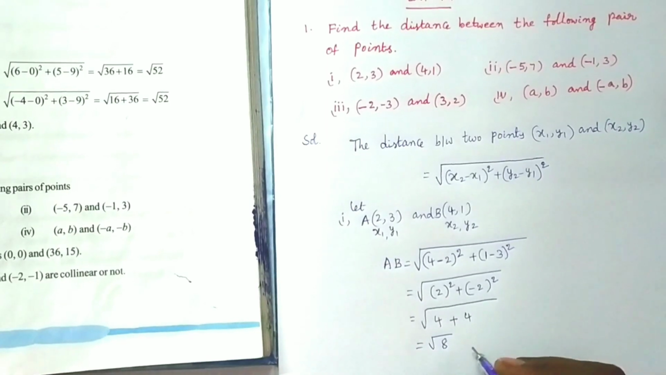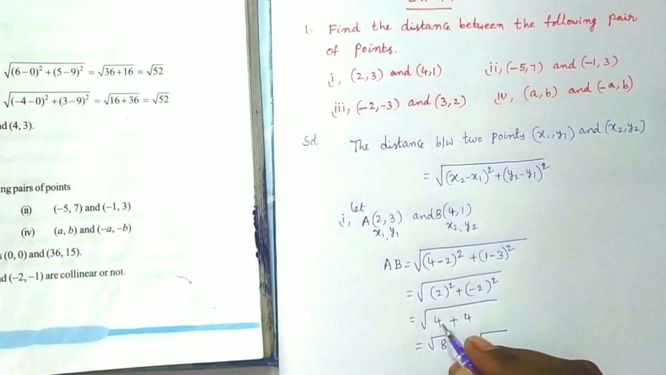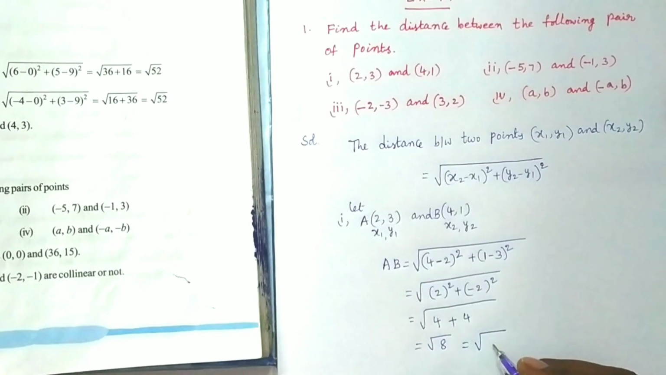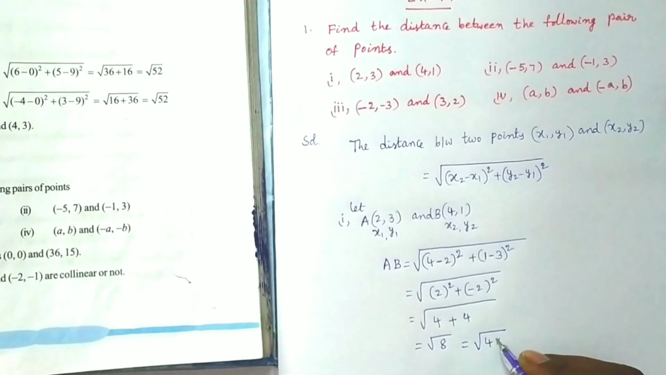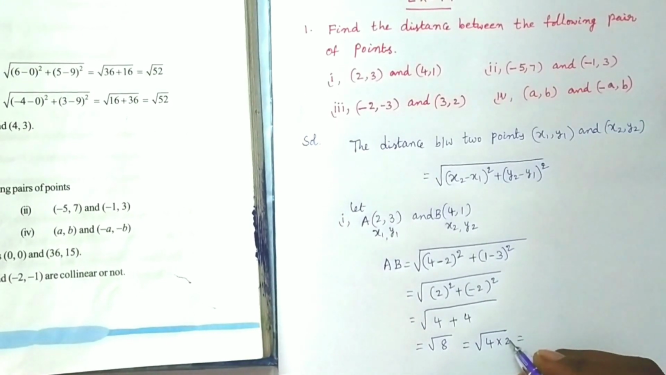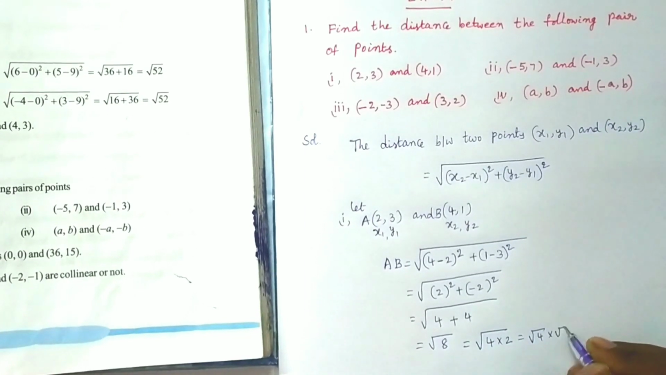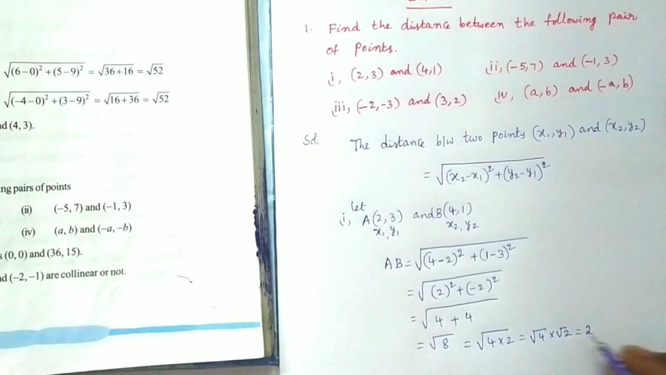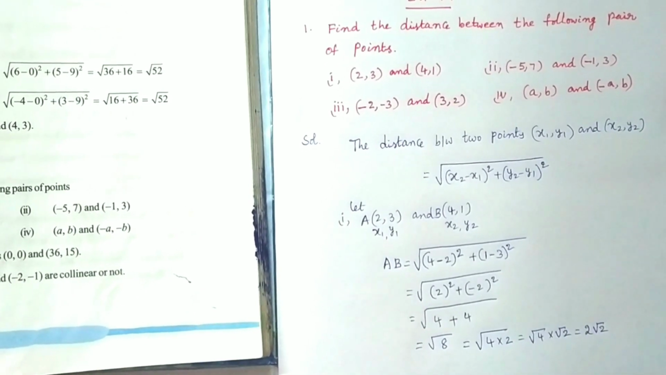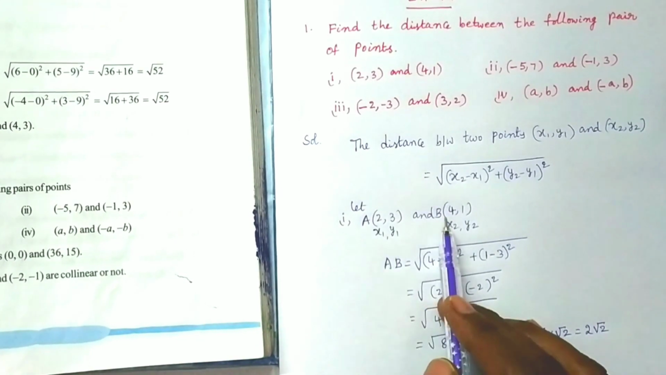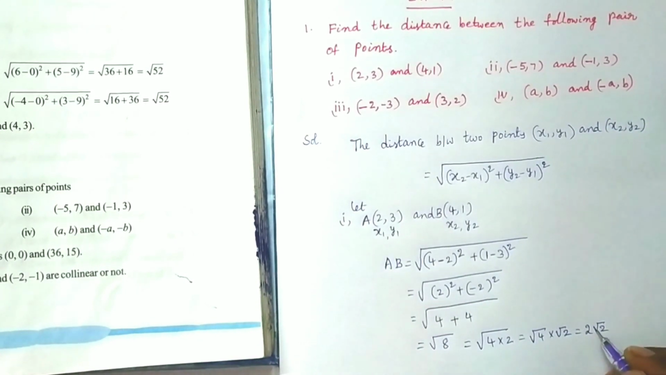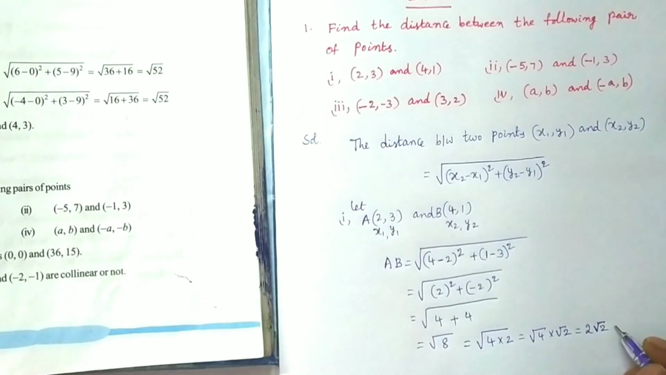So root 8 we can write as 2 4s are there in 8. So 4 into 2. So separate it. This is in the form of root AB. We can write as root A into root B. So root 4 into root 2. What is the value of square root 4? That is 2. Root 2 value as it is. So the distance between these 2 points is, distance have measurements, that is units. So 2 root 2 units.